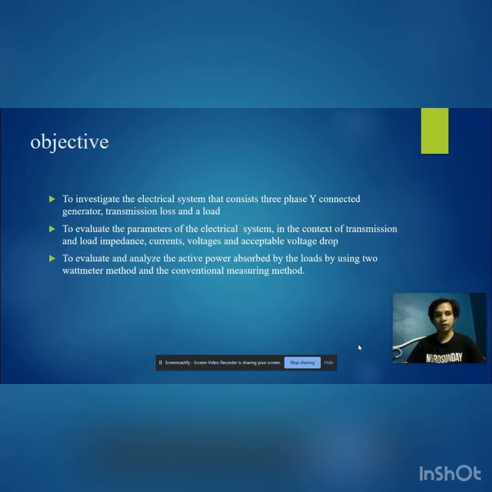The objectives of this project are: first, to investigate the electrical system that consists of a three-phase Y-connected generator, transmission line and load. Second, to evaluate the parameters of the electrical system in the context of transmission and load impedance, currents, voltage and acceptable voltage drop. Third, to evaluate and analyze the active power absorbed by the load by using the two-wattmeter method and the conventional measuring method.